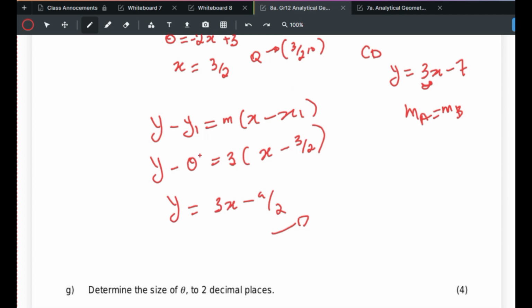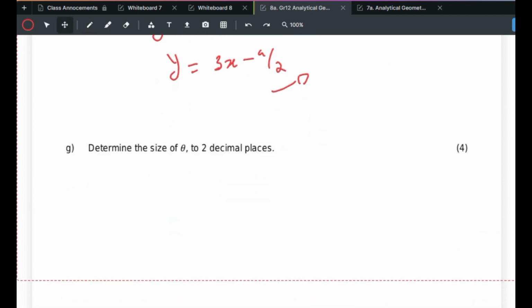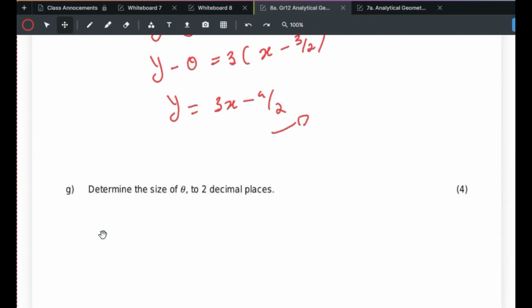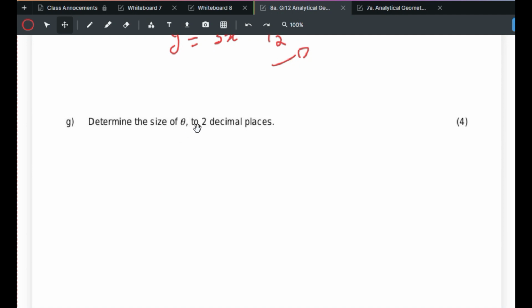Yes, okay. And for G, this stuff is long. How long is this question? Okay, that's the last one. They said determine the size of theta to 2 decimal places.